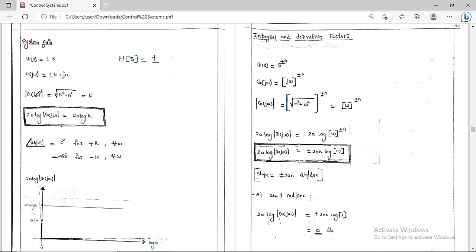The magnitude of G(jω)H(jω) is equal to √((k)² + 0²), which is equal to k. This magnitude part is always going to give you a positive value, because the magnitude is always a positive value.